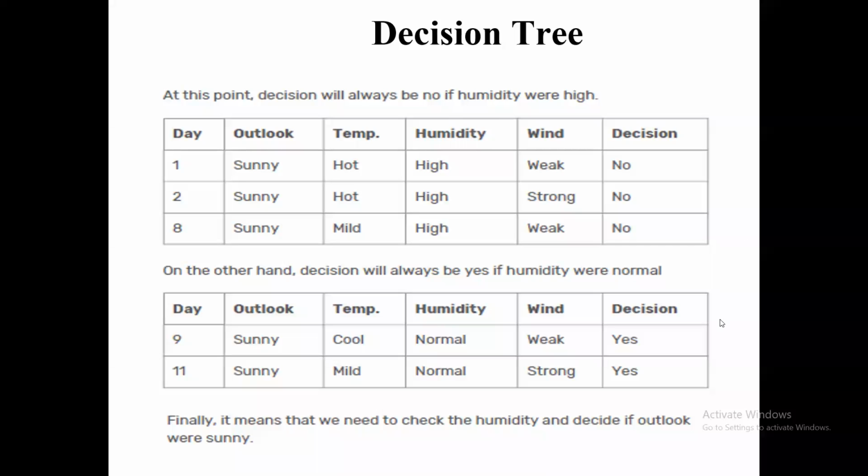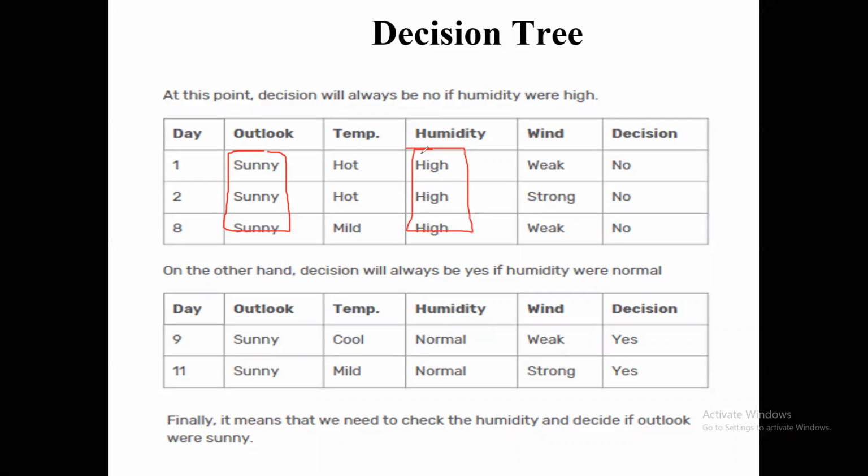Right? Upon doing that, we observe another thing: whenever outlook is equal to sunny and humidity is equal to high, the decision is no, always, for all the examples. So here we reach another leaf node. Moreover, when outlook is equal to sunny and humidity is equal to normal, we see that the decisions for all the examples are yes. So we again reach a leaf node here.